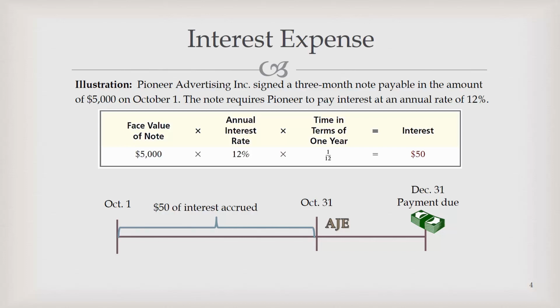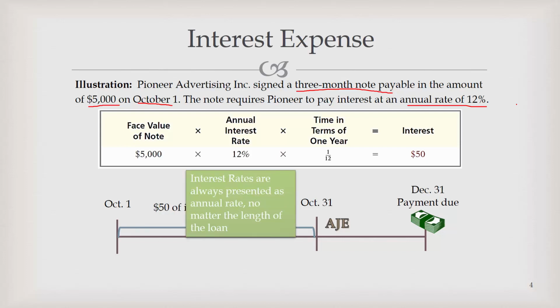Now let's look at a type of accrued expense, which is interest expense. So Pioneer Advertising signed a 3-month note payable in the amount of $5,000 on October 1. It has an annual rate of 12%. So first we need to calculate the interest that's built up in October, because even though we don't have to pay it until the end of the 3 months, that expense has been incurred, and so we need to record that at the end of October to make our financial statements accurate.